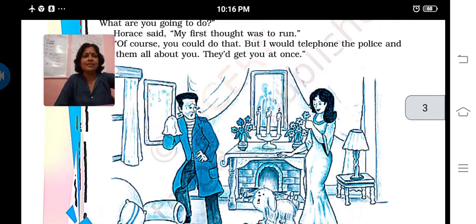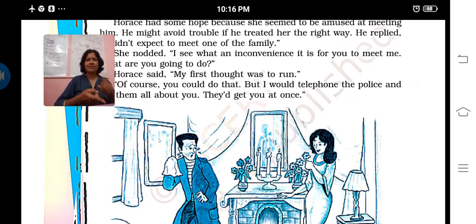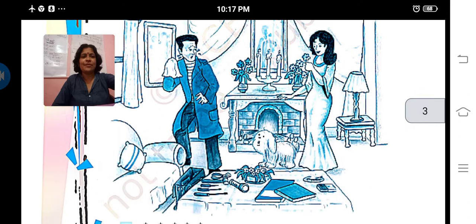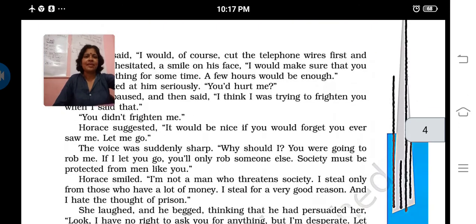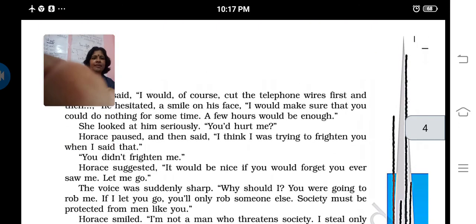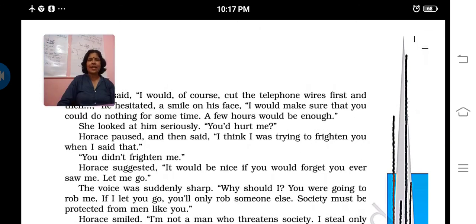And then Horace and herself, they fall into a conversation. What kind of conversation? I can hand you over to the police. Who said? The lady said. And then Horace said, how will you hand me over to the police? I can cut the wires. And so the lady said, fine, if you are thinking of cutting the wires, do you think you are going to hurt me? Horace just said, no, I am not thinking of hurting you, I am thinking of frightening you.